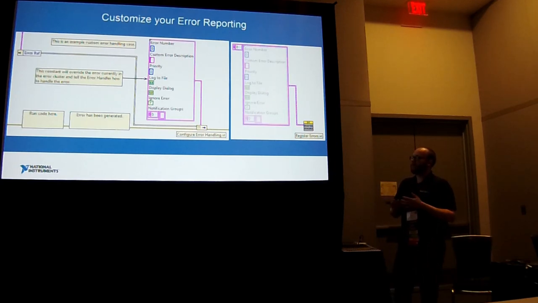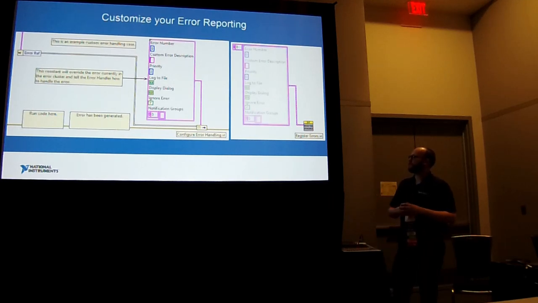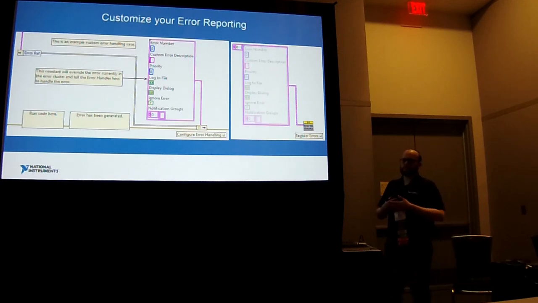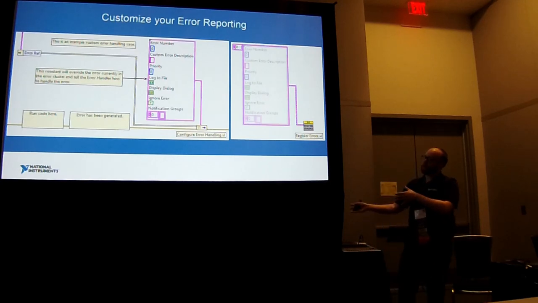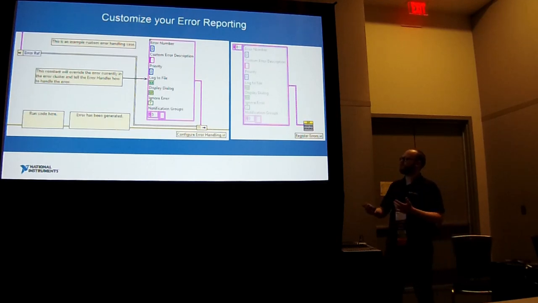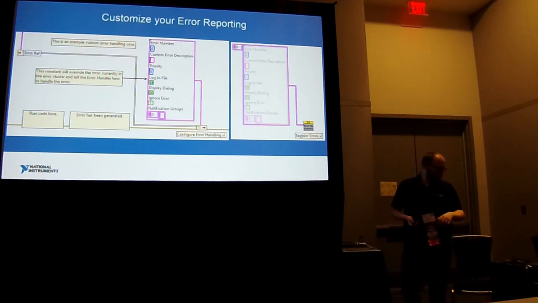Whether dialogs are displayed, so maybe you have an error that's generated and you don't care to see a dialog or something like that, you can basically turn that off. Ignore error is basically the same as just not having the error on the wire at all, but it does still get logged to history and logged to file. And then notification groups. We have a feature that allows you to notify people of the errors when they occur, and I'll touch on that a little bit later as well.